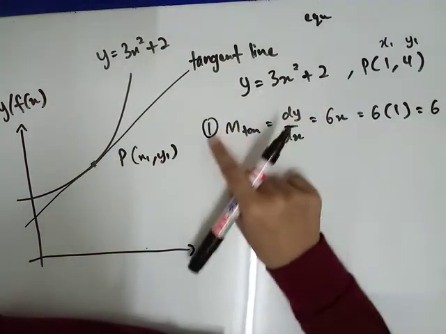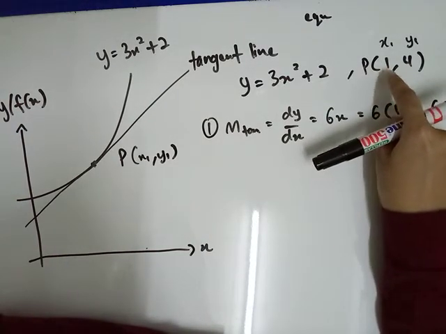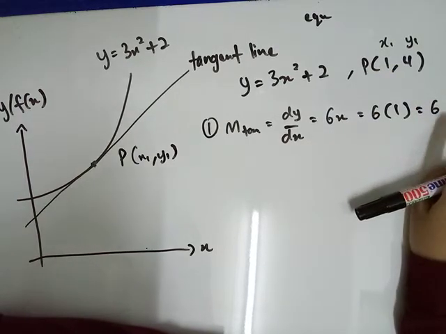Okay, this is the first step. Use this point P. For x is 1, then substitute into x. You get the value for the gradient of the tangent line.